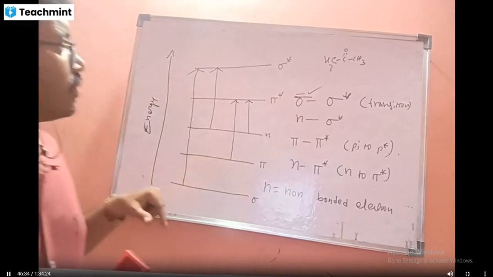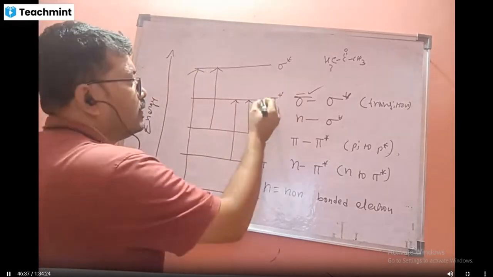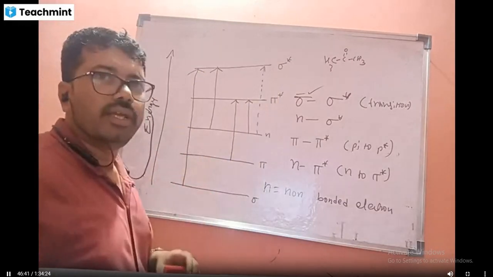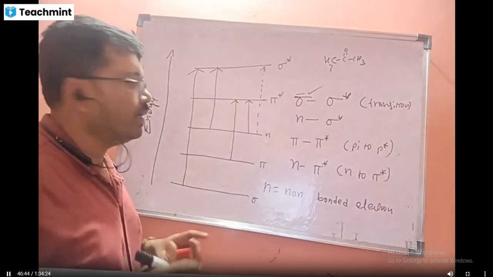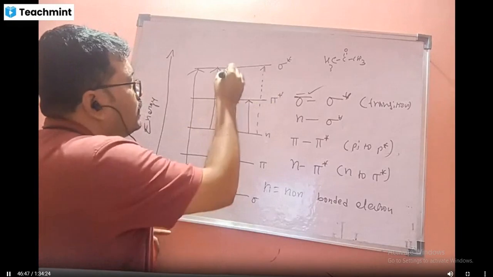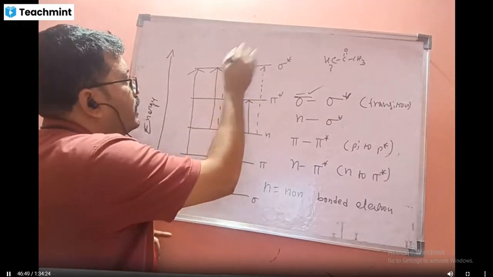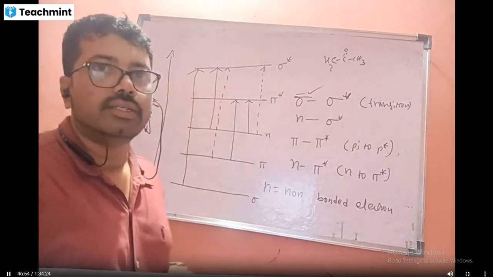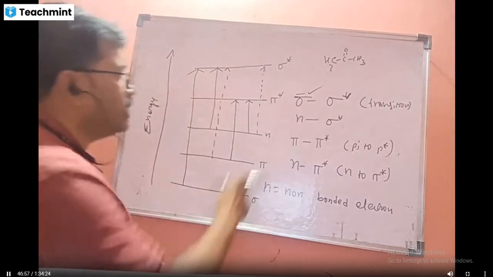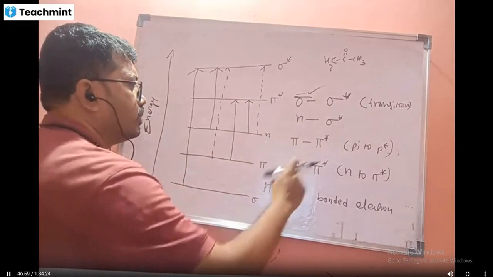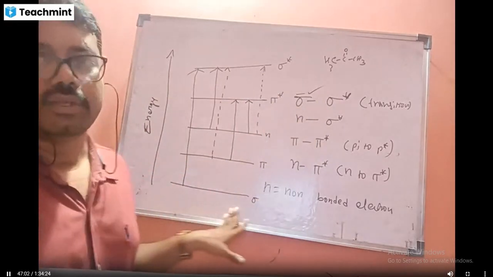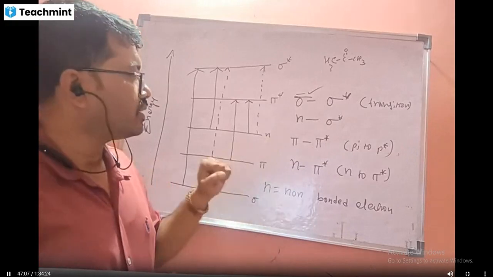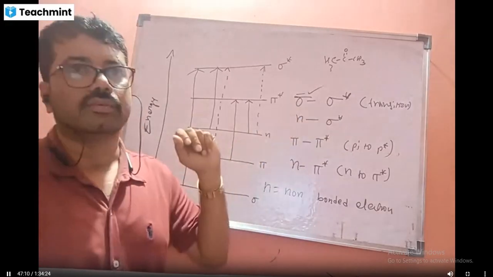So n to sigma star is also there. These are the major ones. This n to sigma star is very less compared to the remaining. Pi to sigma star also occurs, but these are very less. The major ones are n to sigma star and pi to pi star. So these are the types of transition. First case, I will take sigma to sigma star.